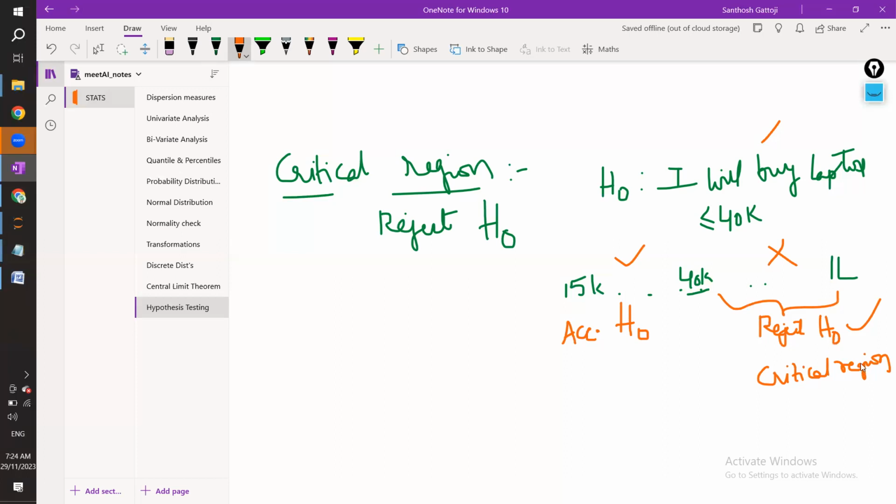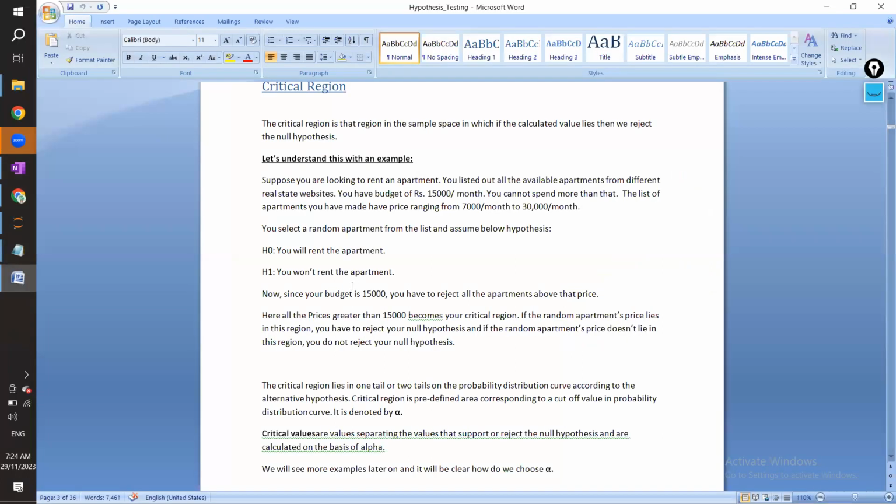Okay, fine. Now let's go back here. See, the critical region is that region in the sample space in which, if the calculated value lies, we reject the null hypothesis. Now, suppose you are looking for renting an apartment. You listed all the available apartments from different real estate websites. You have a budget of 15,000 with you. You cannot spend more than that. The list of the apartments you have made are priced from 7,000 to 30,000.